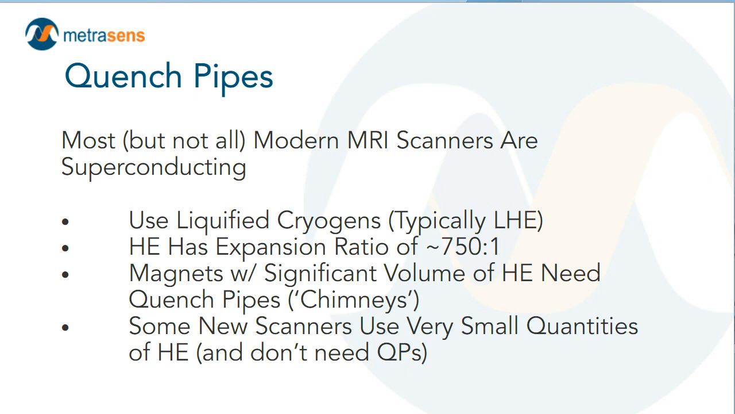Most superconducting MRIs in use today have a significant volume of liquid helium on board. And these require quench pipes, which function kind of like chimneys. In the event that the helium expands beyond what the MRI scanner can accommodate, that helium essentially flushes out the chimney pipe, a quench pipe, to the outdoors, where it can be safely discharged. Some contemporary superconducting MRIs use extraordinarily small, by comparison, quantities of liquefied helium, and they don't require quench pipes.